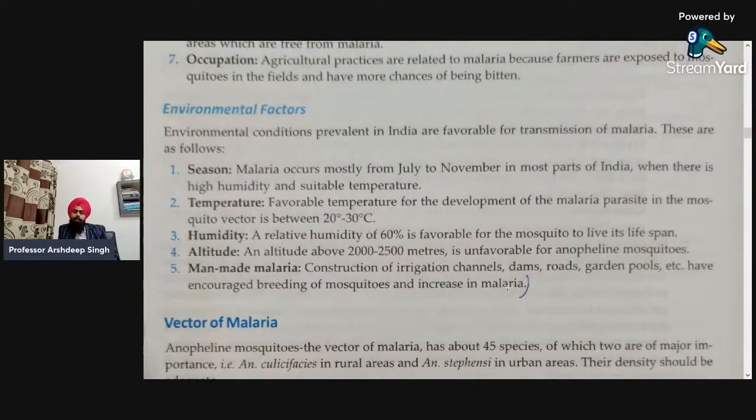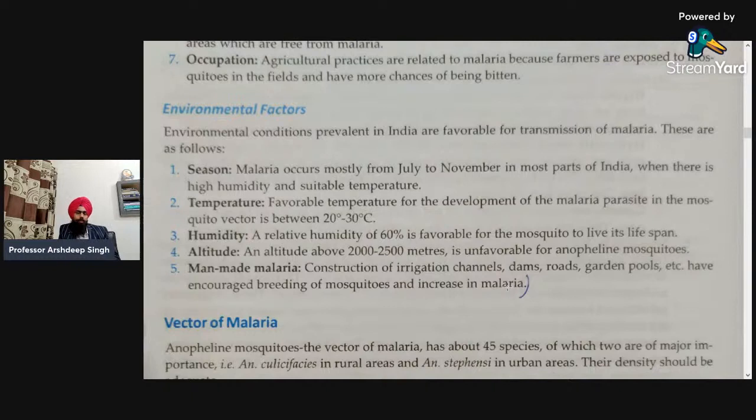Last is man-made malaria. Construction of irrigation channels also increases the number of cases, because dams, roofs, garden pools, and other sources where the water is stagnant can act as breeding places for malaria. Like we have water filled ponds in different villages. The water is stagnant, and that can act as a breeding place for the mosquito that will transmit the malaria. So all the villages must use preventive techniques.